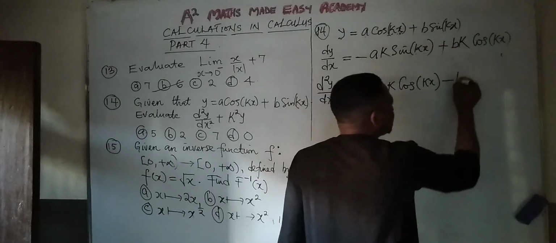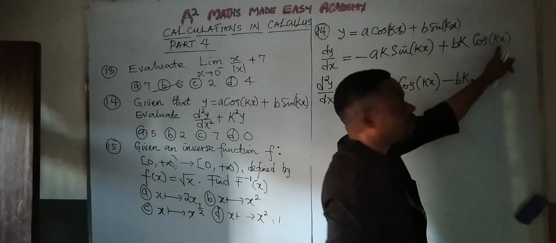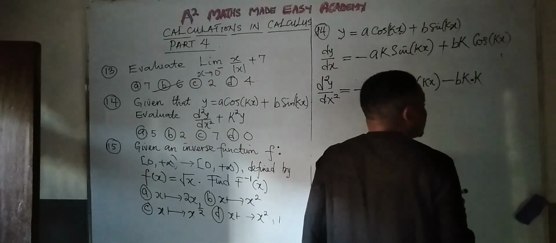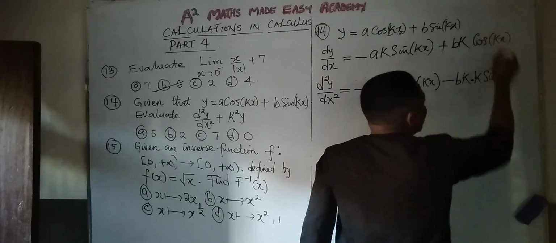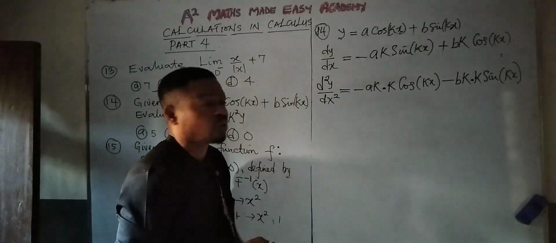Then what is a constant? B, K. Then I will multiply. Can we now differentiate Kx first? What is Kx? Kx will give you K. Are you there? Then what is cos now? I will now put sine. Then repeat the function, which is Kx. Close the bracket. This is what we call second order.